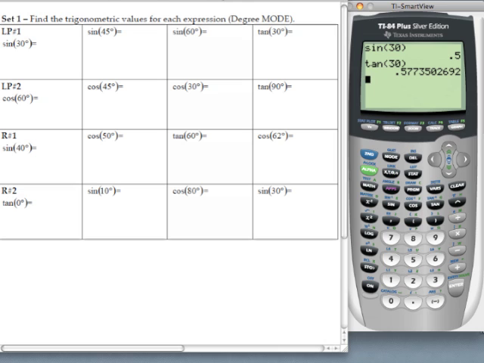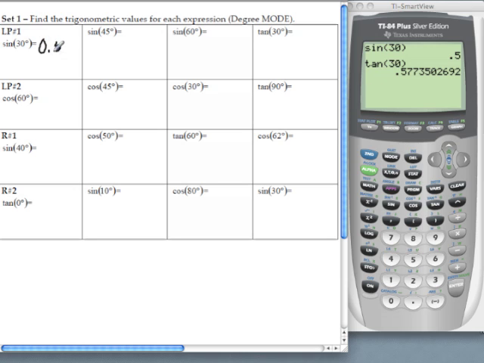So I'm going to copy down my answers. This one is 0.5, and then the tan of 30 was 0.57735029, and I squeezed it in there. All right, so go ahead and complete the rest of lesson practice number one and lesson practice number two, and make sure that you are in degree mode.